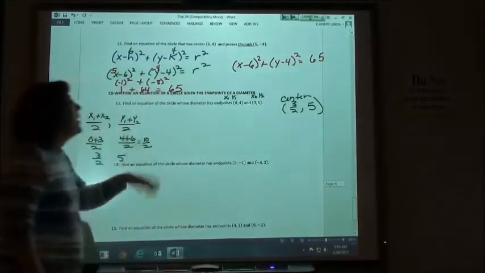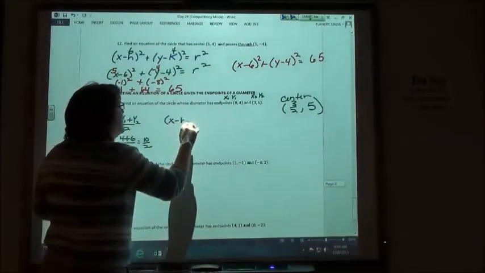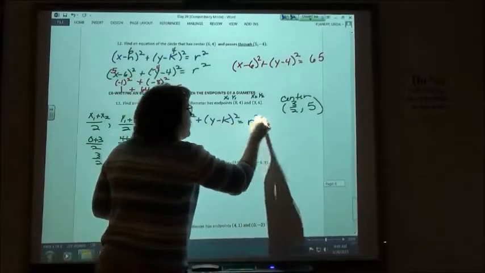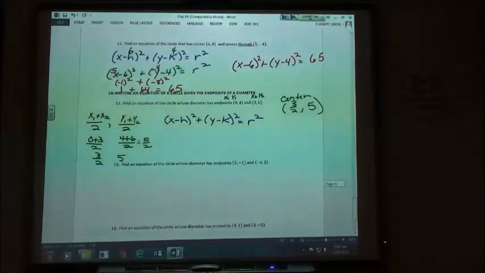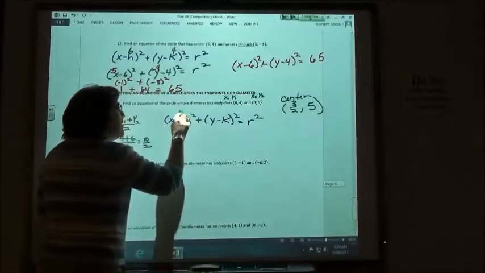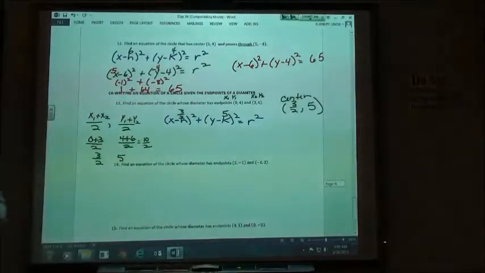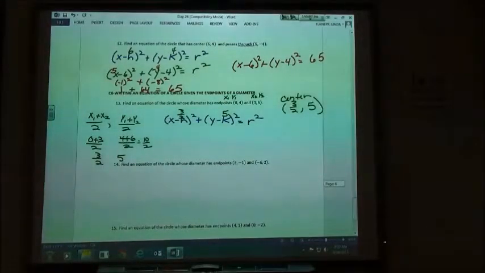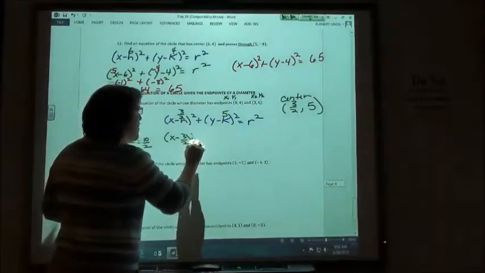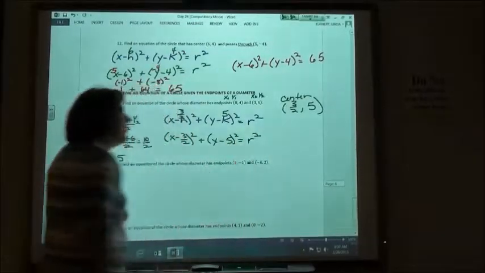Now I'm going to do the problem like I did these previous ones. So I'm going to have x minus h squared plus y minus k squared equals r squared. And I'm going to put in the 3/2 here for the h and the 5 in for the k, right? And so I have x minus 3/2 squared plus y minus 5 squared equals r squared.